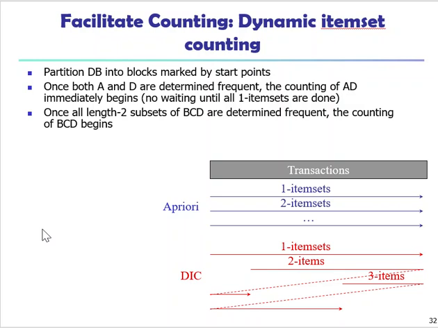Okay, so those are the four ideas that could be used to improve the Apriori algorithm for association rule mining. Next, we're going to introduce some more efficient methods that perform association rule mining.